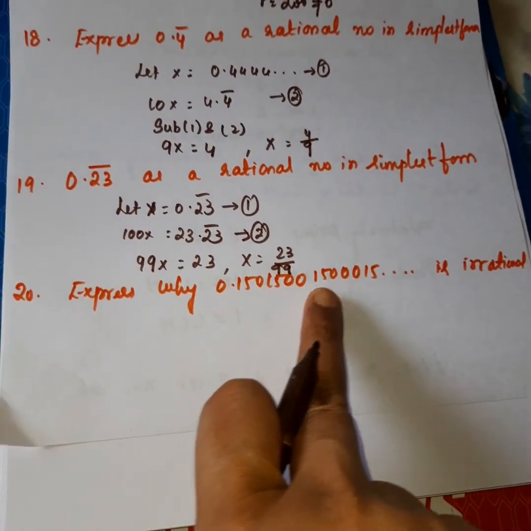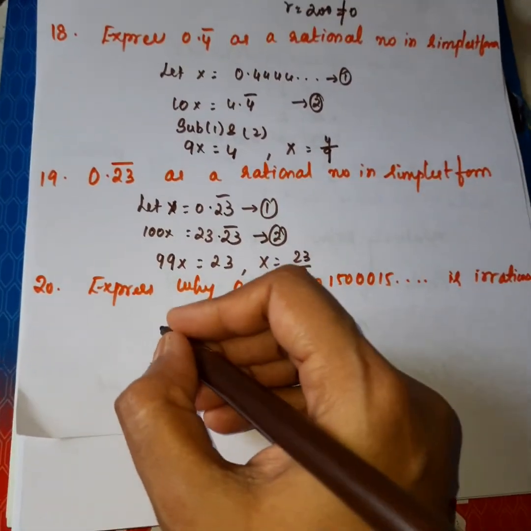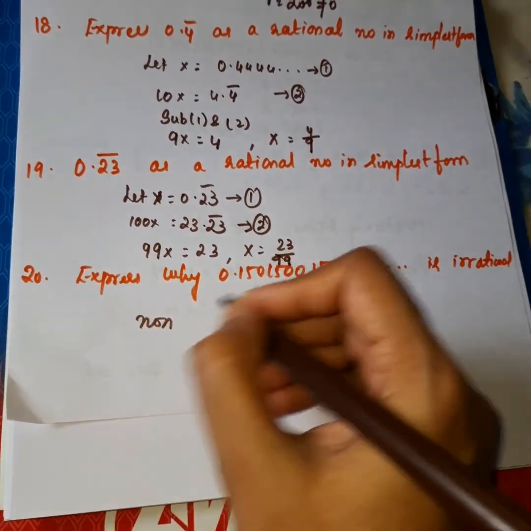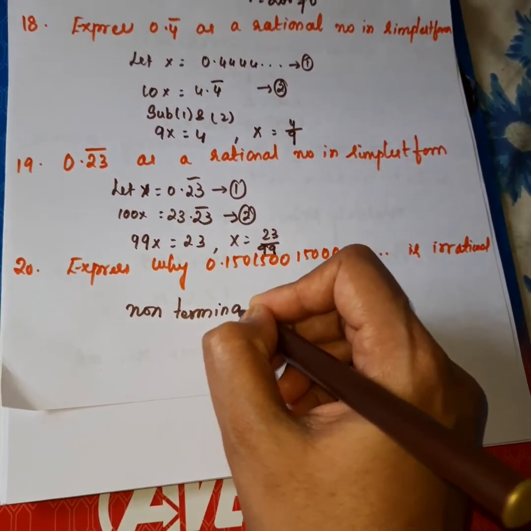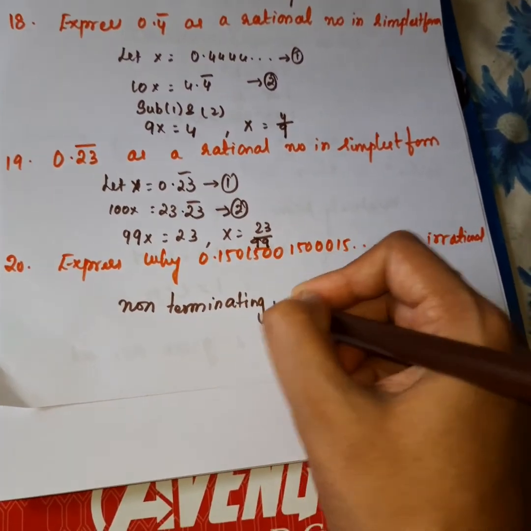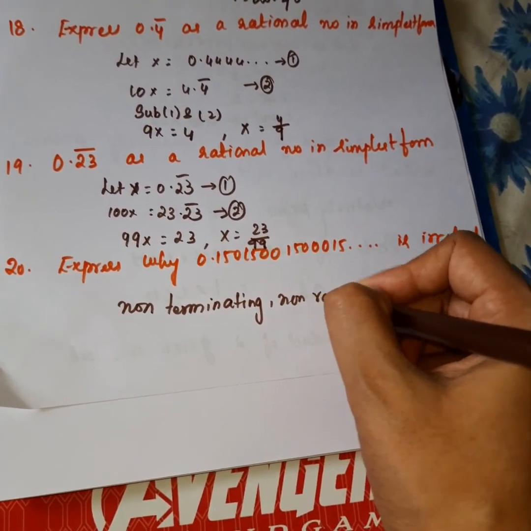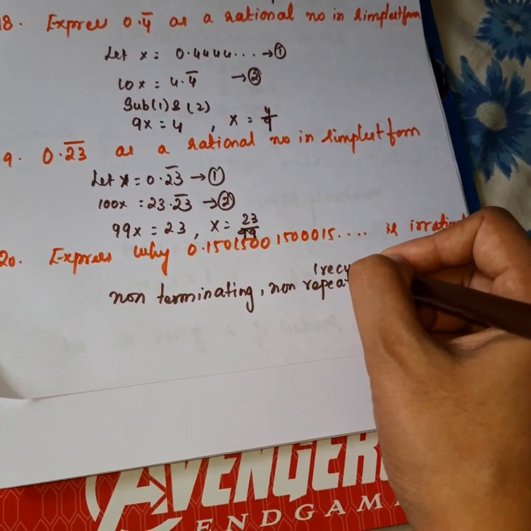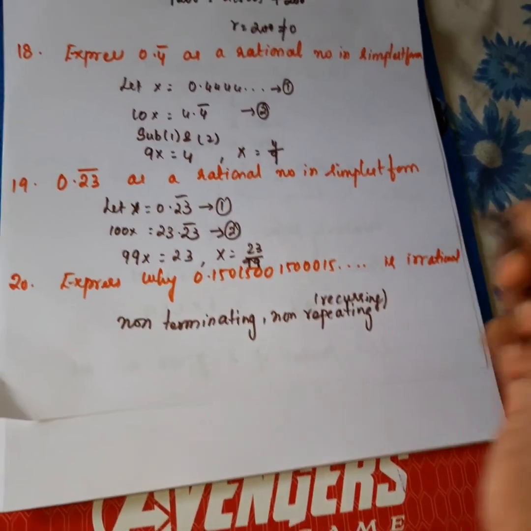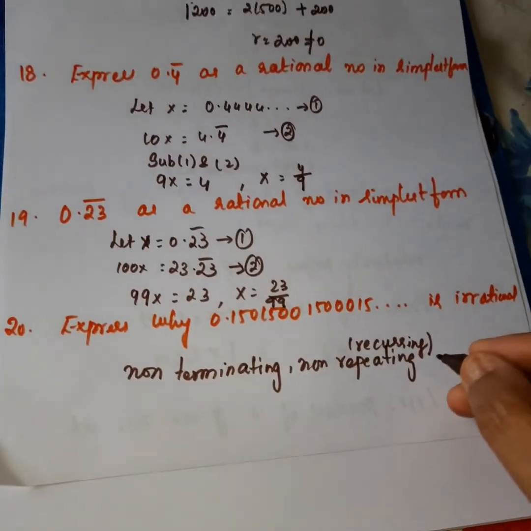Next, explain why the following number is irrational. We know irrational numbers are non-terminating and also non-repeating. So here if you see 150, then 1500, it goes on in a non-recurring pattern or fashion. So that shows that this is an irrational number.